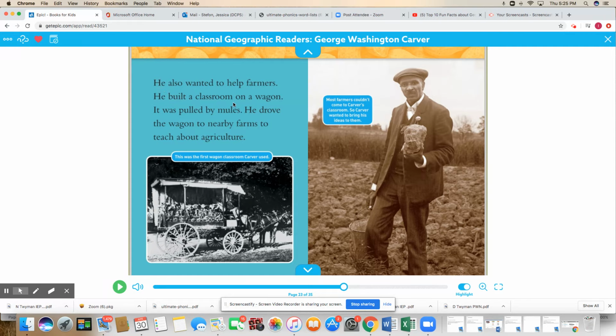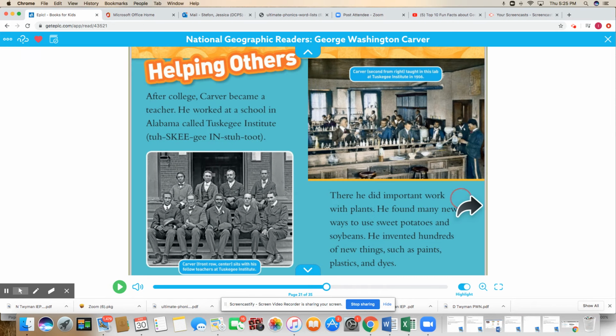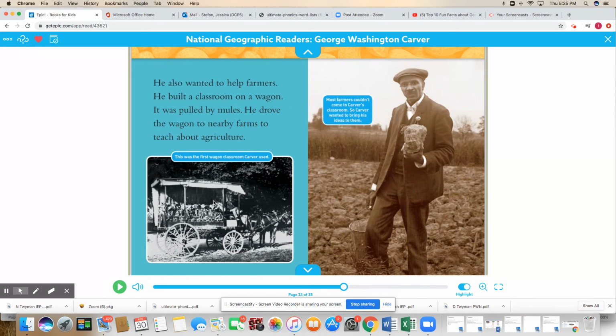He built a classroom on a wagon. It was pulled by mules. He drove the wagon to nearby farms to teach about agriculture. So not only was he inventing things to help make farmers' lives better, but he was also going as often as he could out on this horse and buggy and going to farms and actually teaching people hands-on how to learn things so that they can make their lives better themselves.